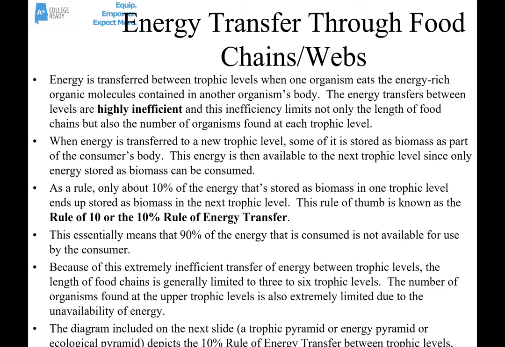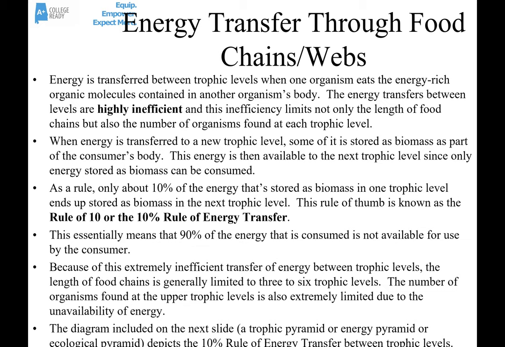That rule of thumb, which is not always exact, is called the rule of 10 or the 10% rule of energy transfer. This essentially means that 90% of the energy in one trophic level doesn't make it up to be stored in the next trophic level. 90% is essentially lost and unavailable. 10% makes it and is stored as biomass. Because of this really inefficient transfer of energy between levels, the length of food chains is generally limited, usually to 3 to 6 trophic levels, and the number of organisms at the upper trophic levels is extremely small because there's not very much energy available.